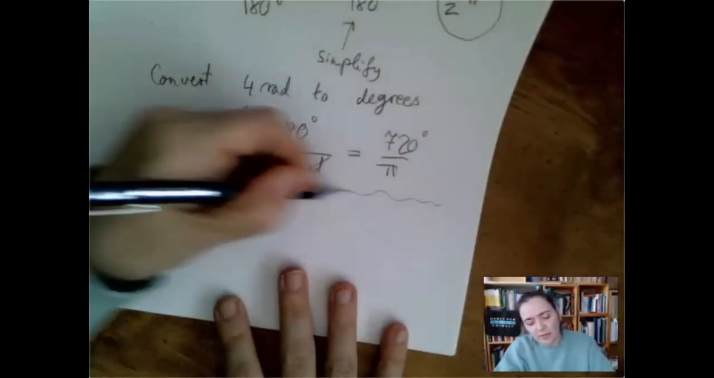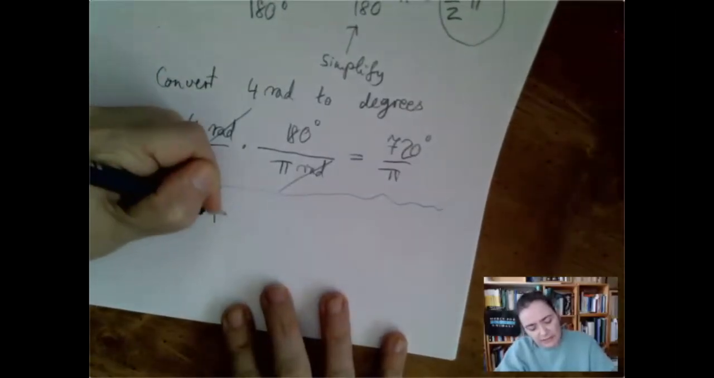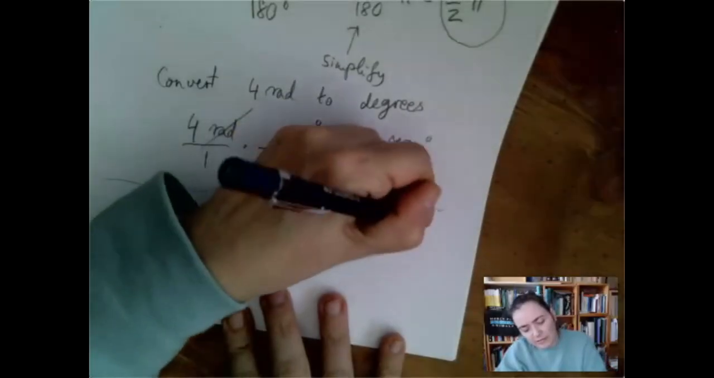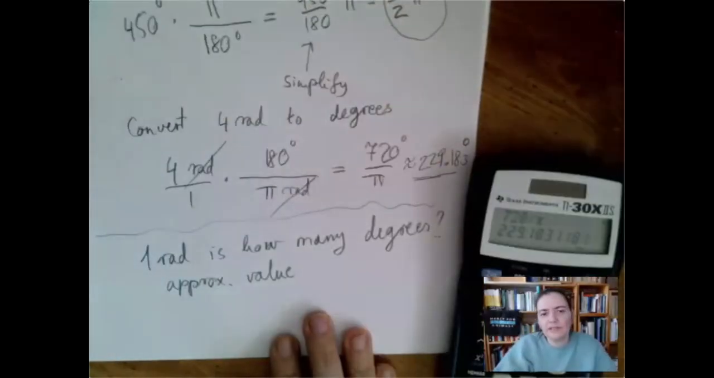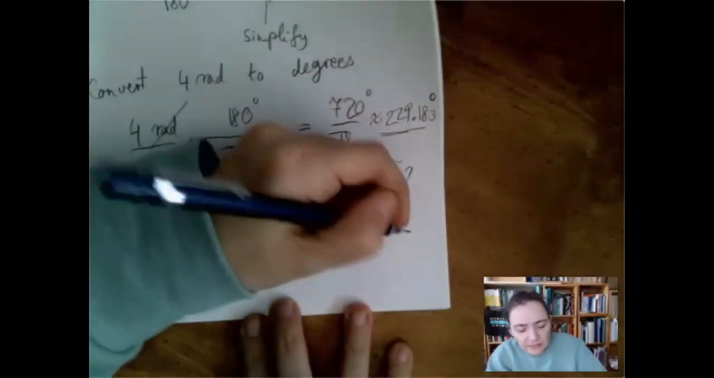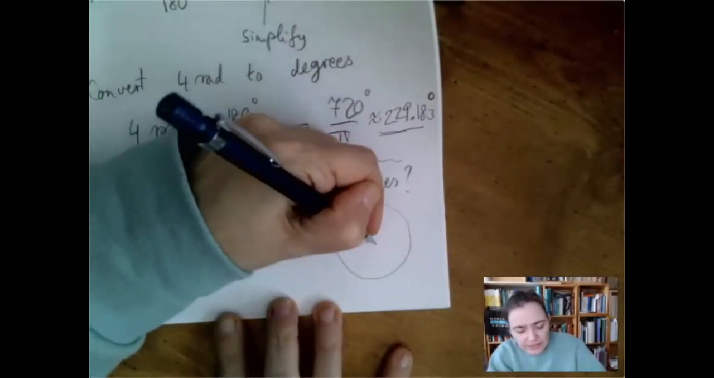Actually, you should know how many degrees is 1 radian. Let's figure that out. 1 radian is how many degrees? Now I want an approximate value. How many degrees is 1 radian? 57 and change, exactly. So it kind of makes sense because let's go first with 60 degrees.